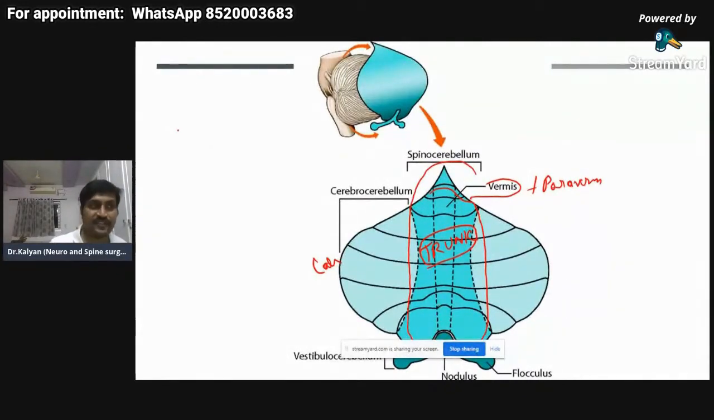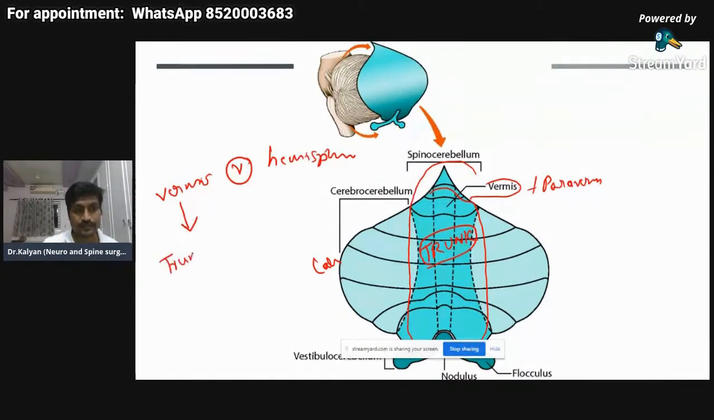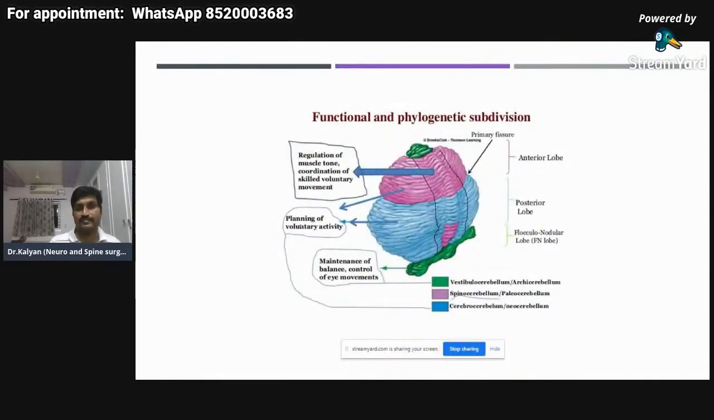So we have seen the function of the archicerebellum, paleocerebellum, neocerebellum, and also the function of vermis versus hemispheres. Vermis is concerned with our trunk. Hemispheres are concerned with our limbs. This distinction is important for a physiotherapist. So as I've told you, these are the three parts.